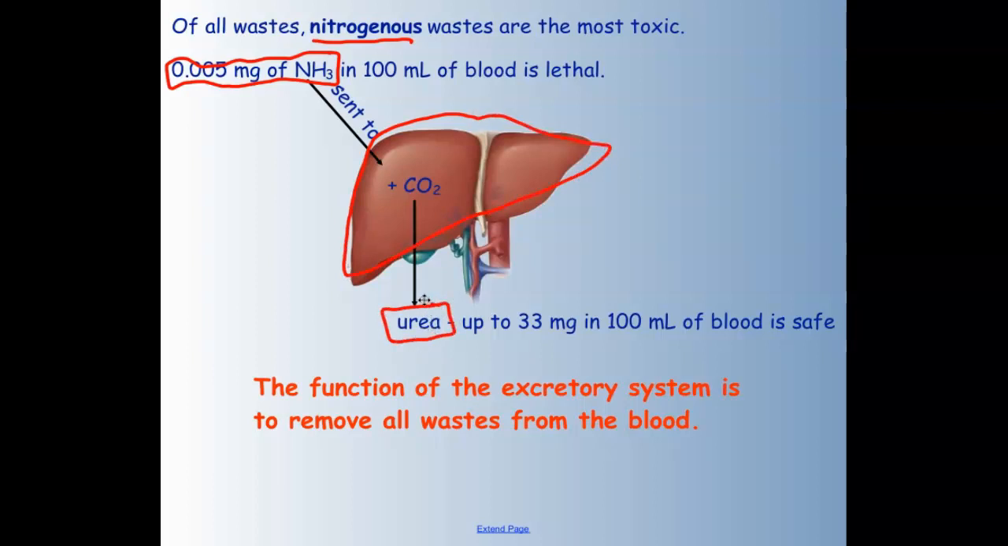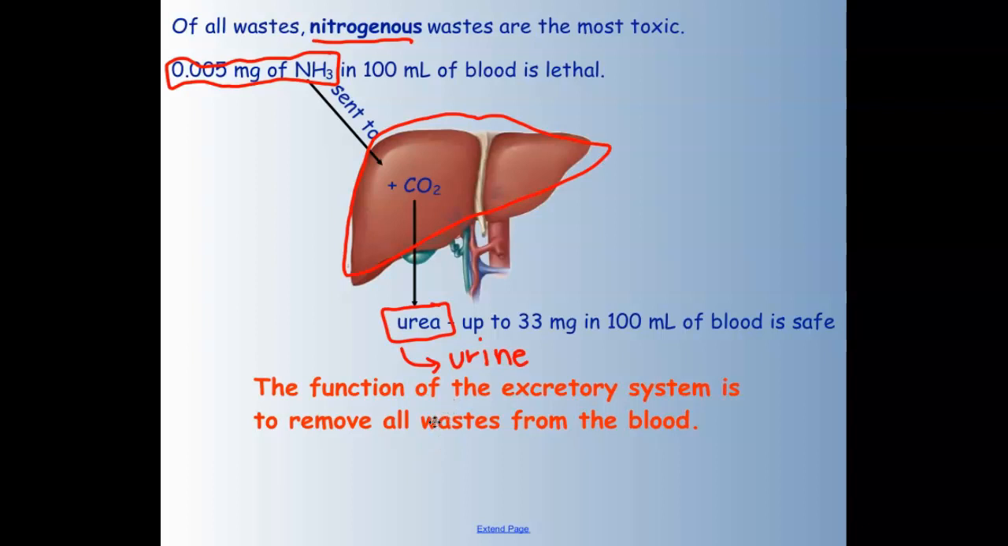And urea is a little bit safer to be in our body, but we want to make sure that we eventually get rid of the urea. And that is what mainly composes our urine, is urea. It's what gives the urine that urine smell and also makes it a little bit yellow in color. So that is the main component of our urine. The rest of it is other wastes and water and other things that we're going to talk about later.